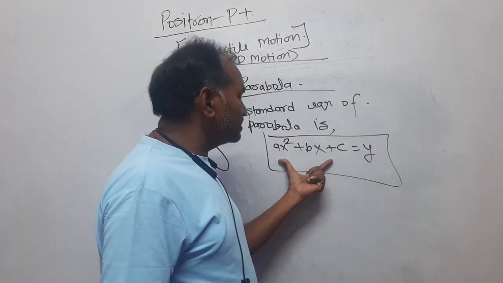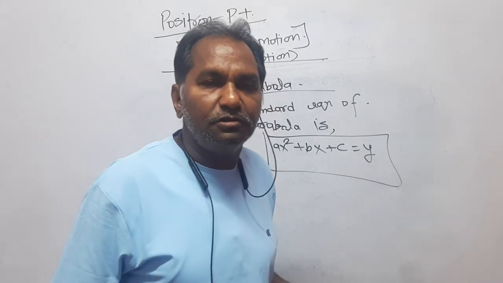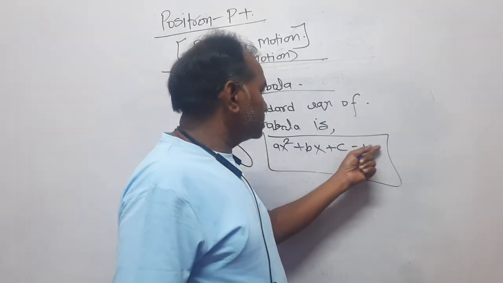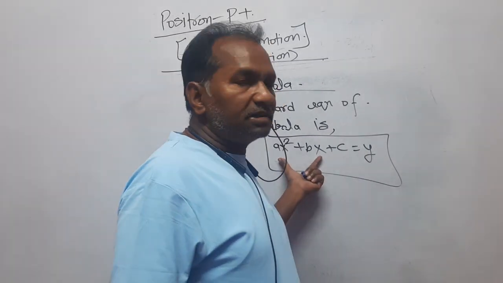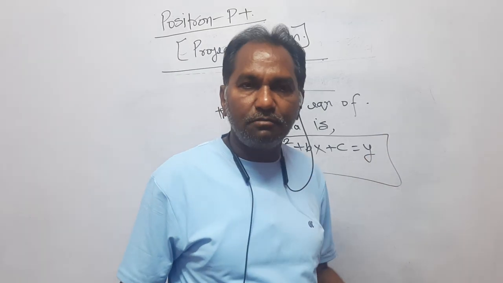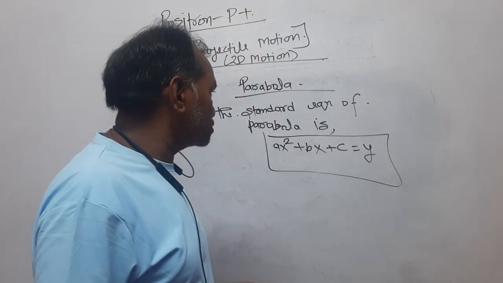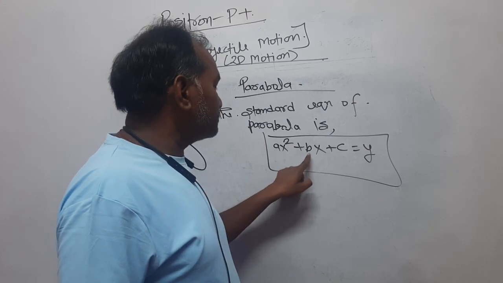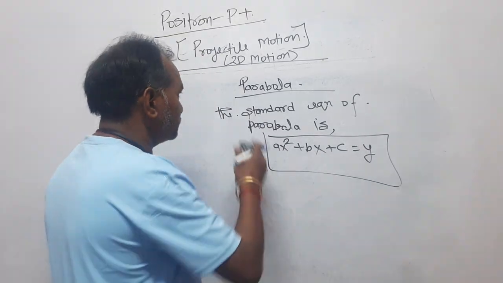Here this can be written as (ax + b) whole squared, and this is y. So here x has the power 2, and y has a maximum power of 1. So it is a parabola. This is the standard equation of a parabola: ax² + bx + c = y. This is the standard equation of a parabola.